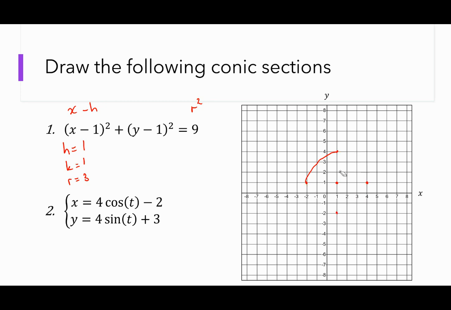Let's try the second. We have h equals minus 2, because it's always plus h at the end of that one. k equals 3, and r equals 4. So let's put that in, there's our center, and our radius is 4, 4, 4, and 4. Make sure you're counting accurately, and then draw in your circle.